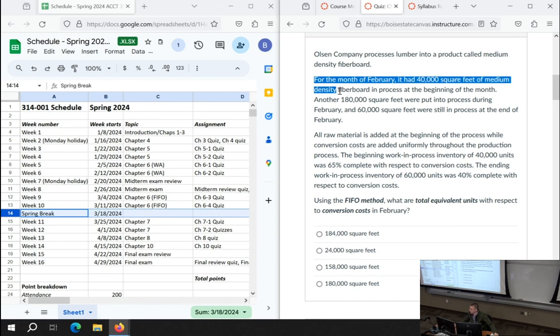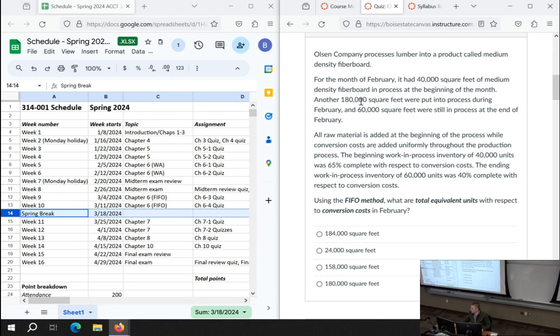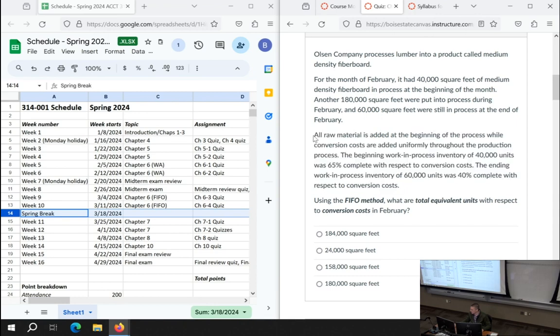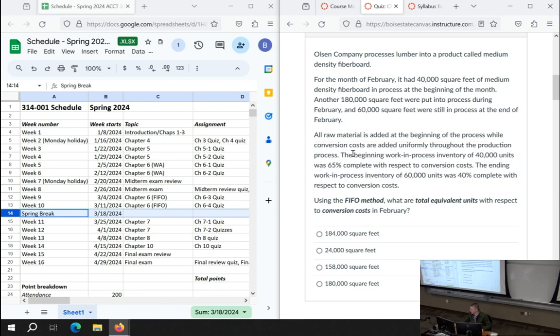We have the information here that helps us understand what the physical units are and then how they're flowing through this company for the period, so we can get units completed out of this paragraph. And then down here we have a bunch of information about the percent complete for these different units. With respect to direct materials, right here, and with respect to conversion costs, the rest of the paragraph. And we're only worried about the conversion costs, so we can ignore the fact that everything's out at the beginning of the process for direct materials or raw material in this phrasing.